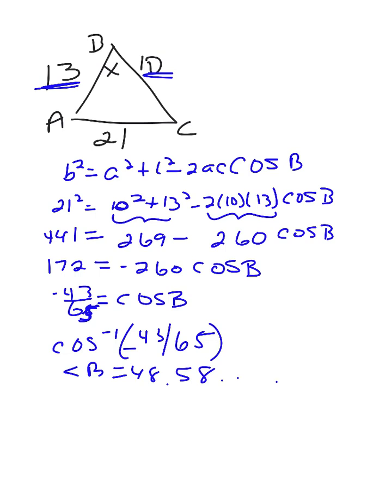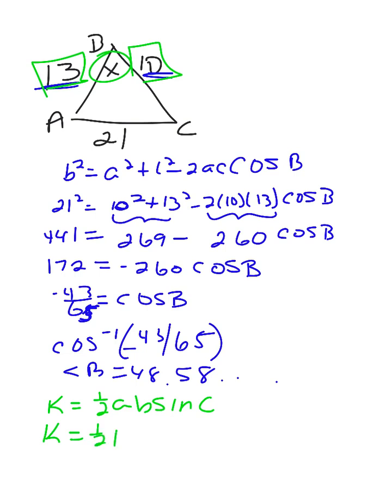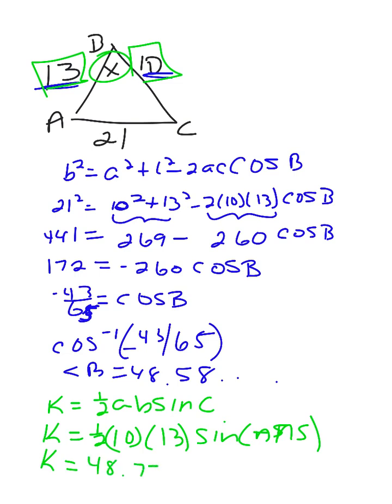So area is equal to 1/2 ab sine C. Since I'm going to use angle B, I have to use these two sides here. So K equals 1/2 times 10 times 13 sine of your answer. This way we can get it as close as possible, pretty accurate. So we get 48.744, which is 49 would be the area.